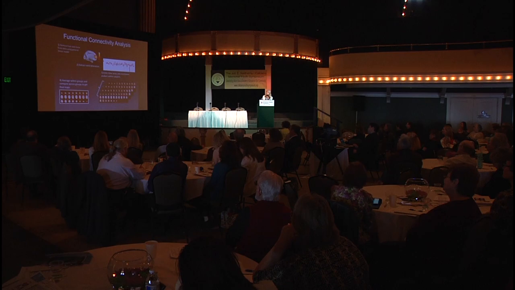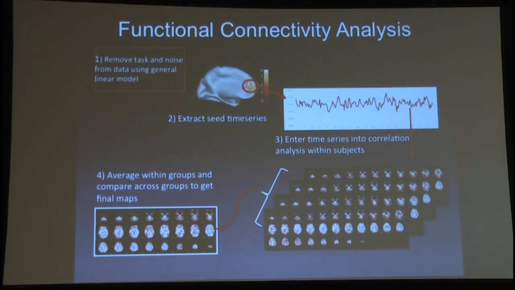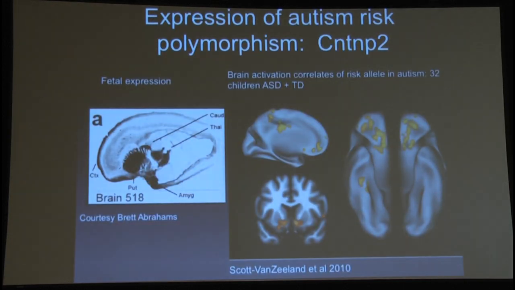So what we do in the connectivity analysis is we pull out one of these regions of the brain, we look at its activation pattern over time, we correlate it with every other area of the brain, and we try to see what's connected to it. Okay? And what we found in this case was the correlates of the risk allele, so having catnap 2, and this is for both ASD and typically developing children, were in the ventral striatum, the reward center that I just showed you before, and the frontal cortex, that same medial frontal cortex area that I showed you before.